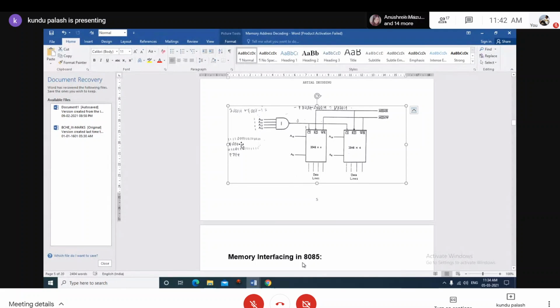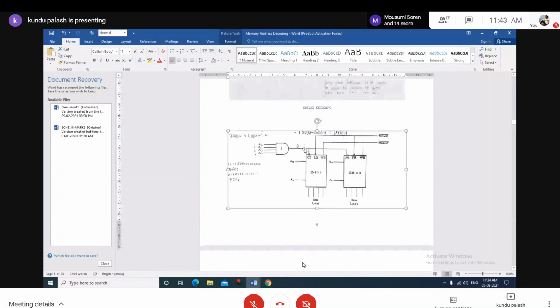Definitely it will not be F1000. How much will it be? It will be F800. When A11 is high, please check, the lower address of the range will be F800 and the top address will be all FFF. So the range will be duplicated without connecting the A11 line.